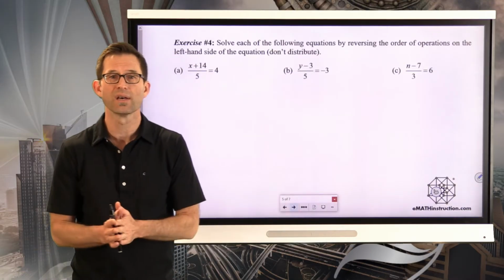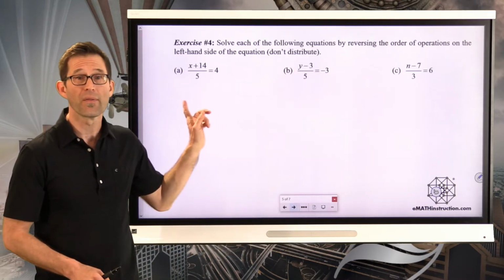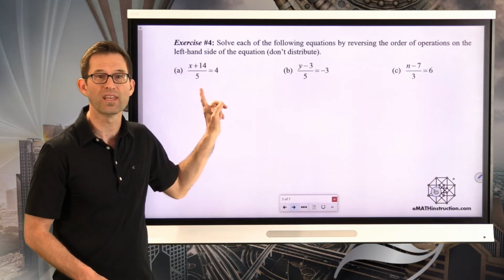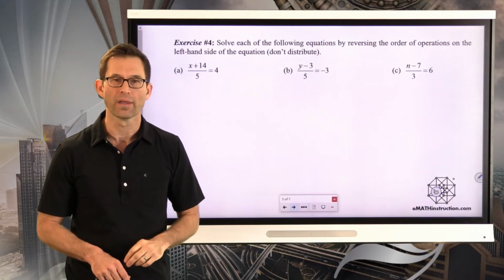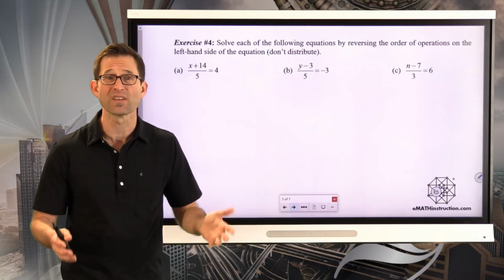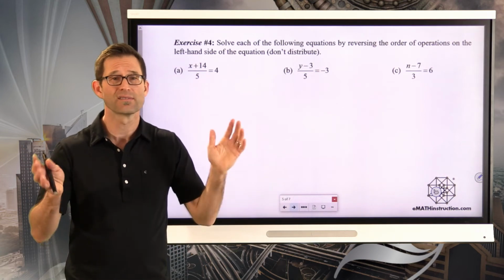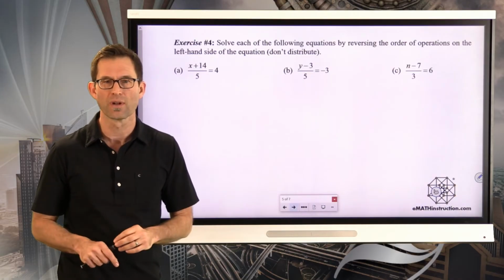All right, here we go, exercise number 4. Solve each of the following equations by reversing the order of operations on the left-hand side of the equation, parentheses, don't distribute. Now, just for a moment, think about this one if we did distribute. We'd have x divided by 5 plus 14 divided by 5 is equal to 4. And that would be awfully ugly, primarily because 14/5 is not a nice number. It's 2 4/5. I had to think about what the mixed number version of it was.